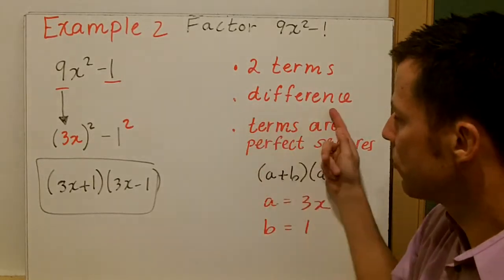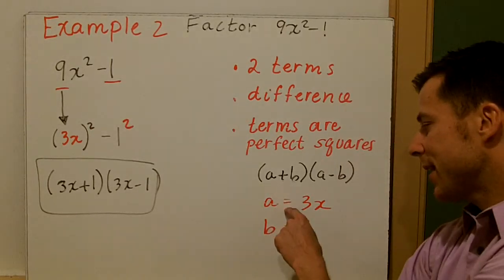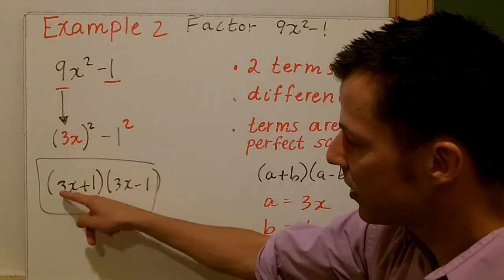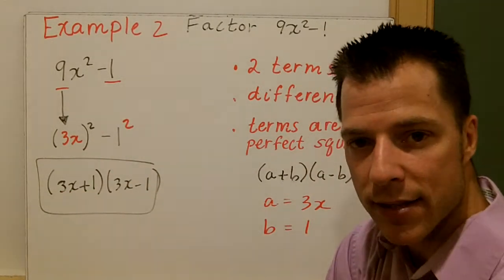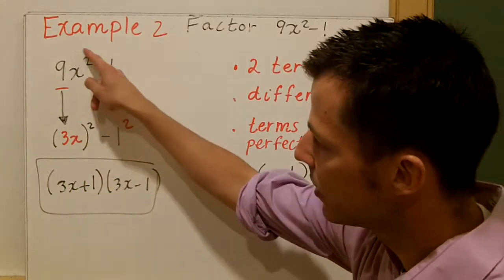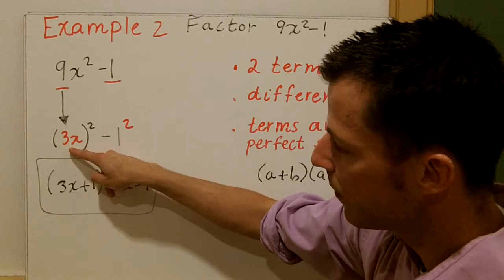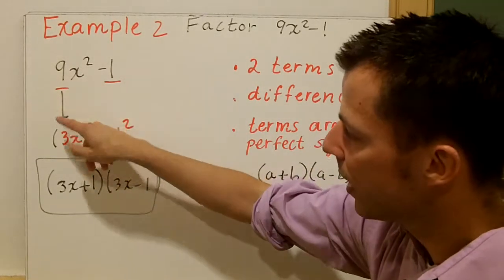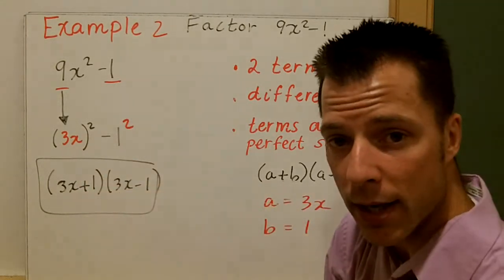Two terms, you're subtracting, both terms are perfect squares. In this case, a is actually going to be 3x and b is going to be 1. So this factors into 3x plus 1 times the quantity 3x minus 1. And the key here is when these terms are perfect squares, you can simplify and get your a term. A is not going to be just 3. Okay? Rewrite the perfect squares when possible to get your a and b.